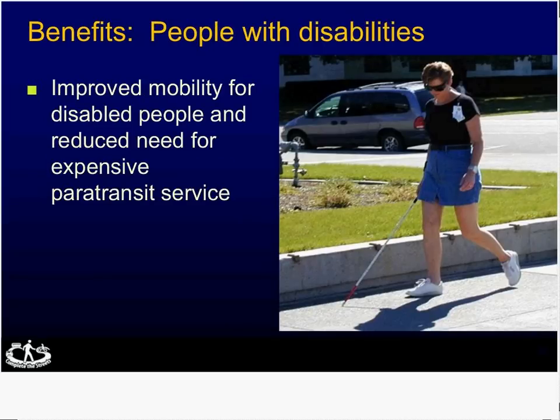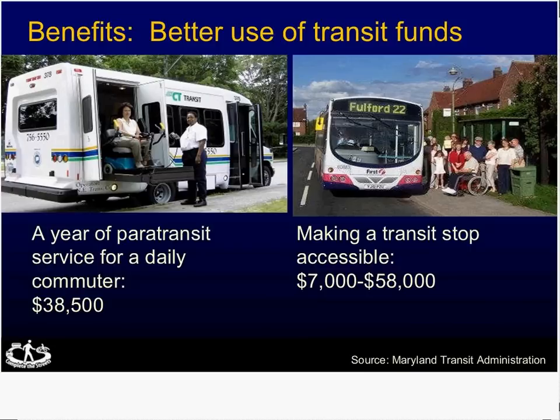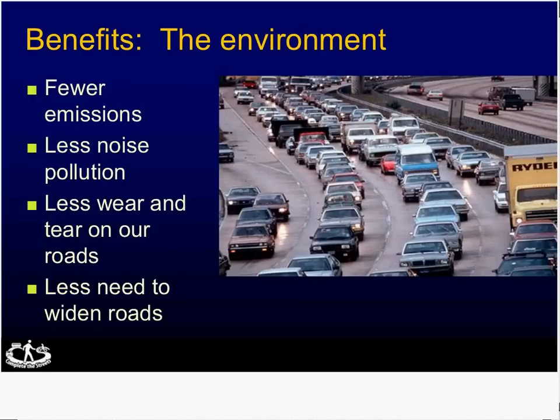Obviously, there are benefits for people with disabilities. We provide improved mobility for folks who cannot drive and reduce the need for expensive paratransit service. In Maryland, for example, they found that a year of paratransit service for a daily commuter cost them about $38,000. Making a transit stop accessible costs between $7,000 and $58,000. Of course, once that transit stop is accessible, it's for years to come, as opposed to the annual cost we have to pay for paratransit.